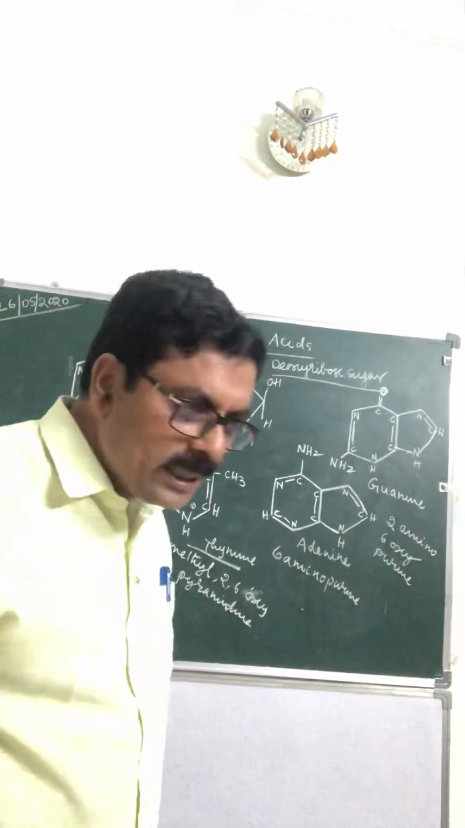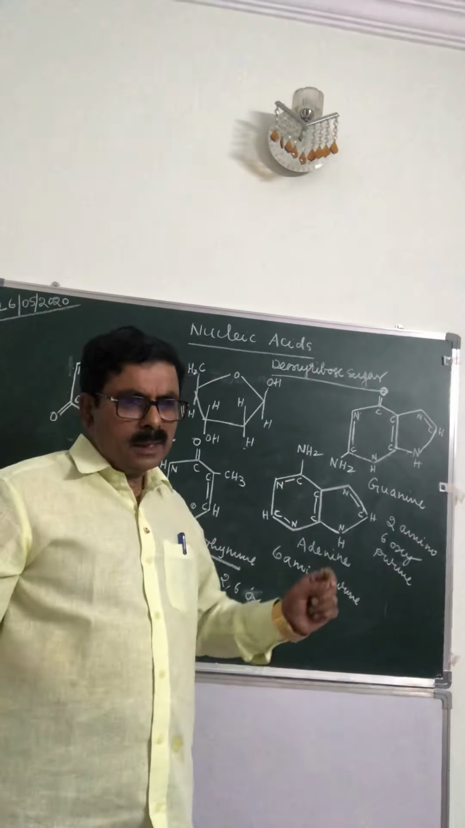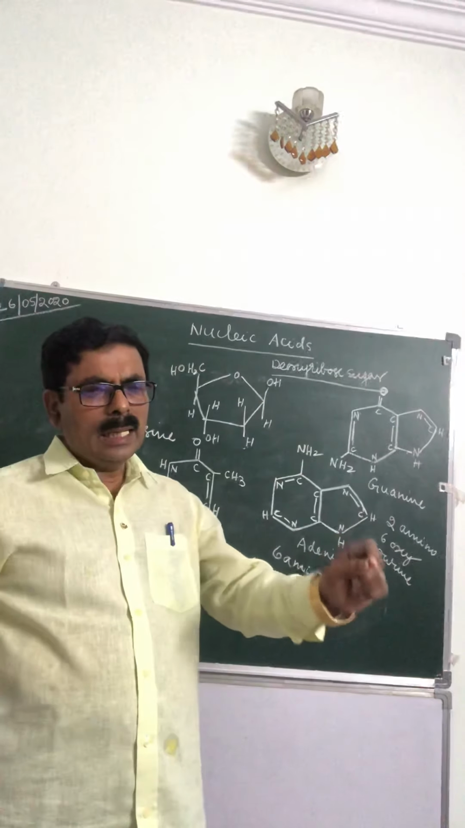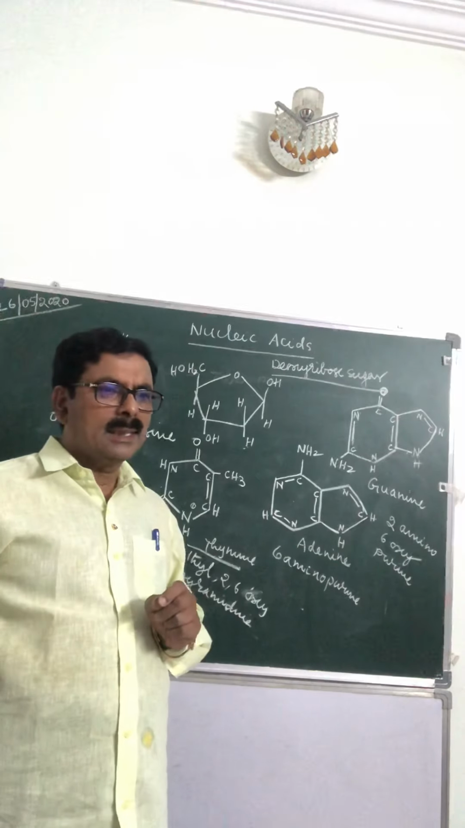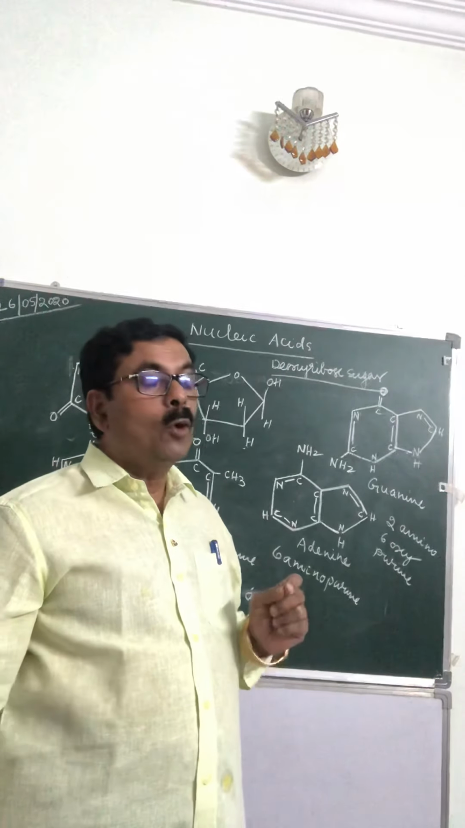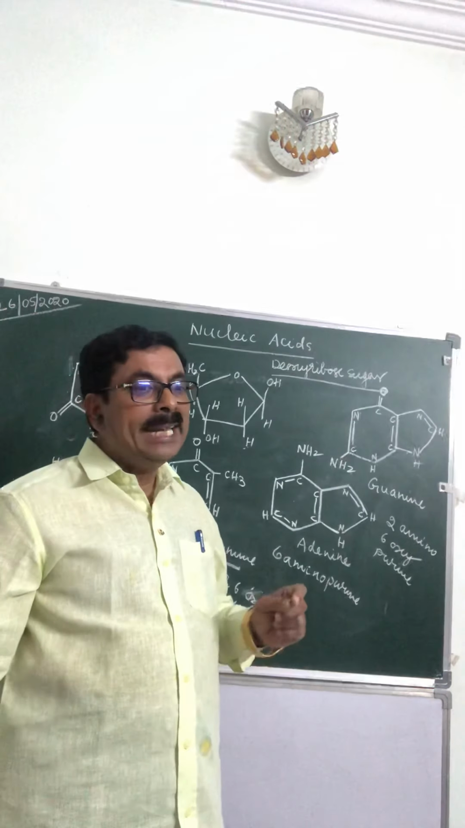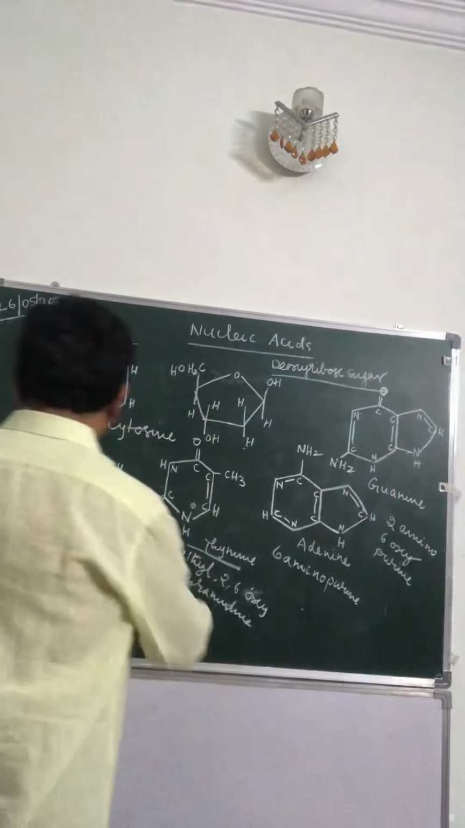I'll show you one structure. Adenine, sugar and phosphate. These three together produce a nucleotide, namely adenosine monophosphate or adenylic acid. So now let us see one by one.